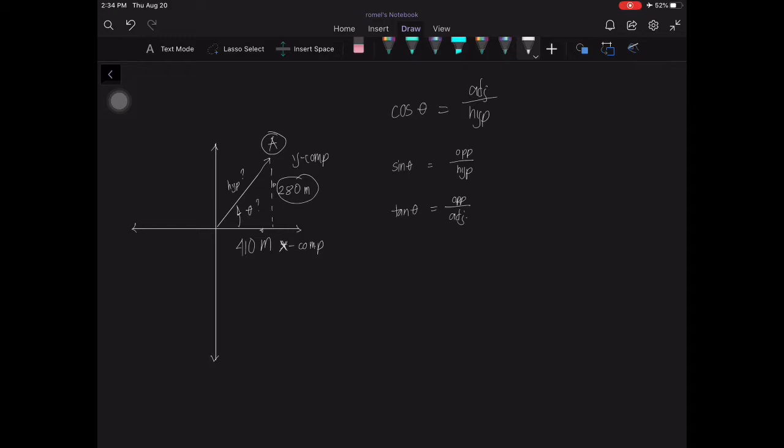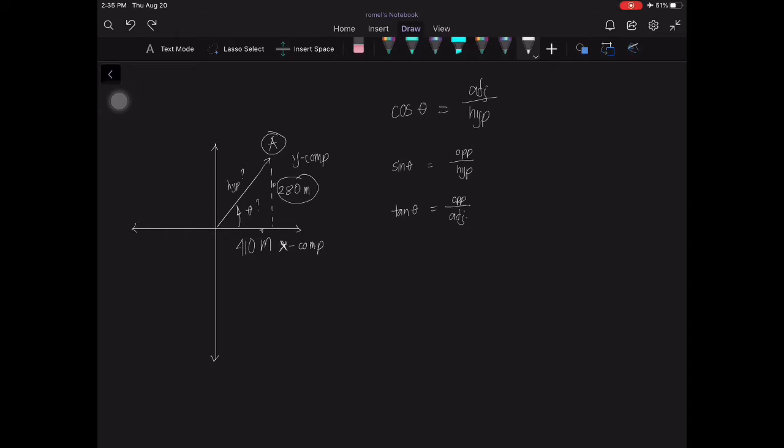Before that, let us review first the three major trigonometric functions. We have cosine theta is equal to adjacent over the hypotenuse. We also have sine theta is equal to opposite over the hypotenuse. And then we have tan theta is equal to opposite over the adjacent. Okay, so the three are written here.